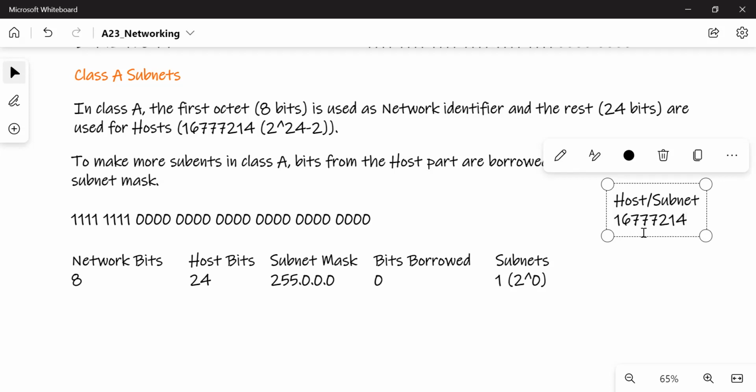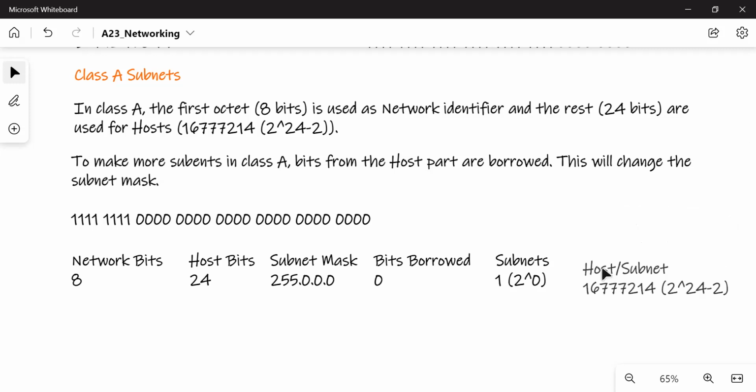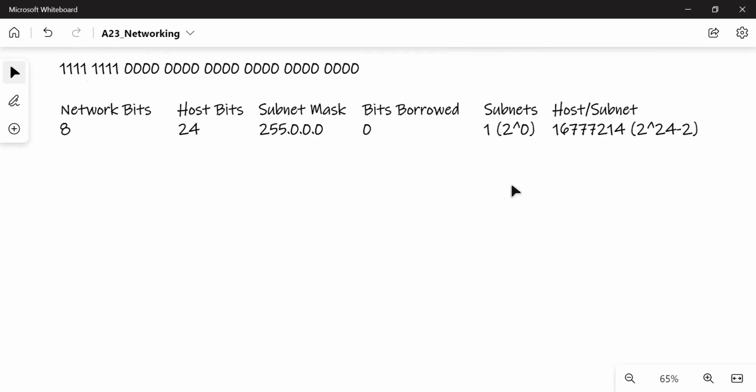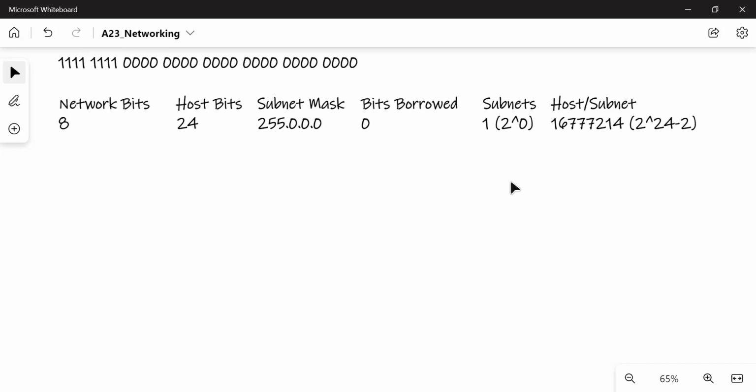So how did we get this? We know that this is 2 to the power 24 and we subtract 2. So this many hosts we already have. This is how we are going to start. Now let me check what will happen now.